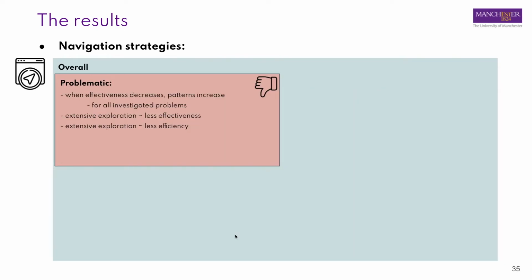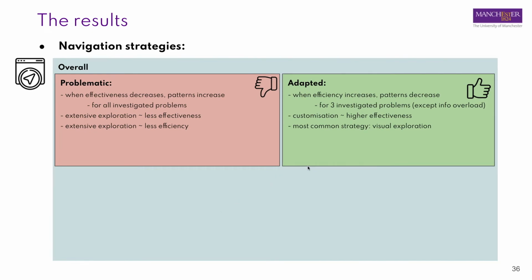We found that on the problematic dashboards, patterns increase as effectiveness decreases for all of the problems. We also found extensive exploration to be associated with less efficiency and less effectiveness. Extensive exploration is where there's a lot of visual exploration in the found pattern. On the adapted dashboards, we noticed that patterns decrease as efficiency increases for all of the investigated problems except for information overload, where users had to use filters to reach the required information.